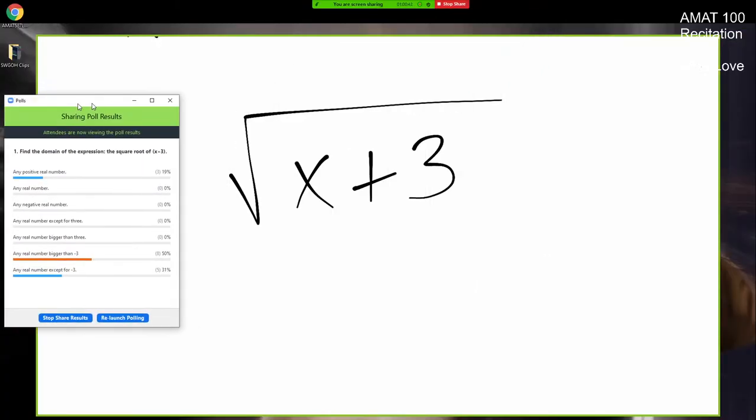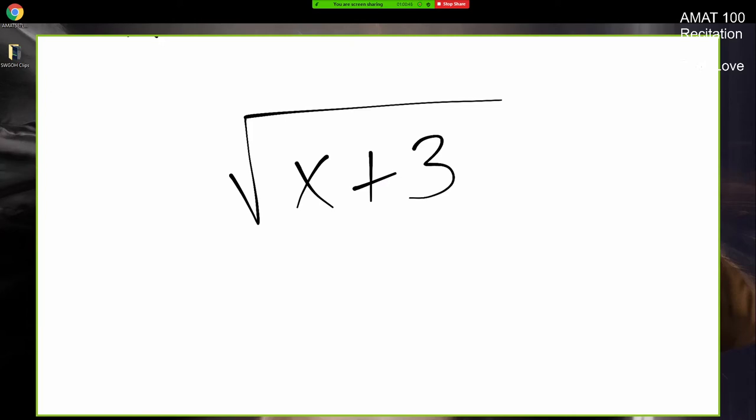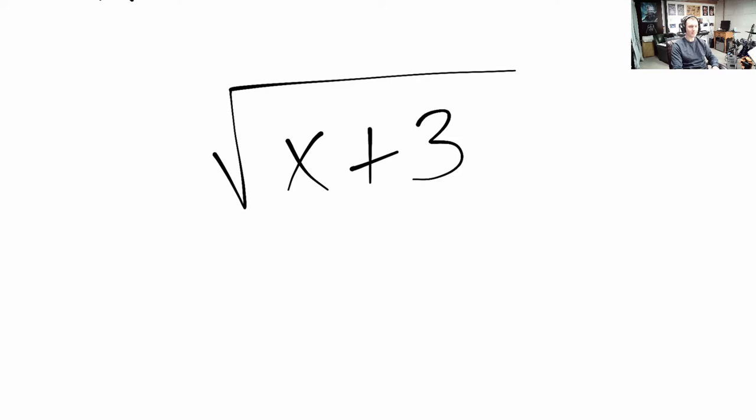Any real number bigger than -3 is the result, and it is the correct result, right? Kind of, but I think I would have to say that that's the best answer. Any real number bigger than -3 isn't exactly right. Why not? What's wrong about it? Anyone? Why can't we plug in -3?